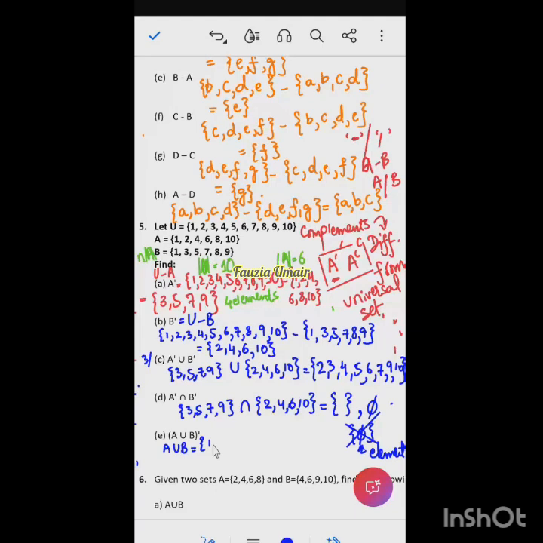Now to find A union B complement, I will subtract it from U. U minus A union B will be a null set. Why? Because they are both the same. If you subtract A union B from the universal set, everything would be gone because they are the same sets. So it will be an empty set or a null set, and that will come in the answer. Any questions on this? Set notation is a very interesting topic, and this is useful.